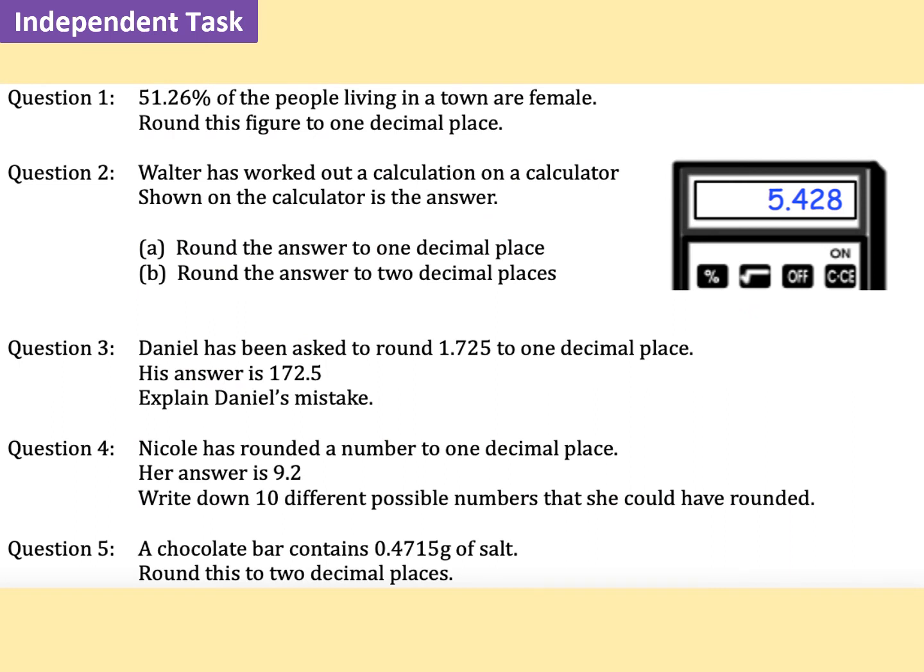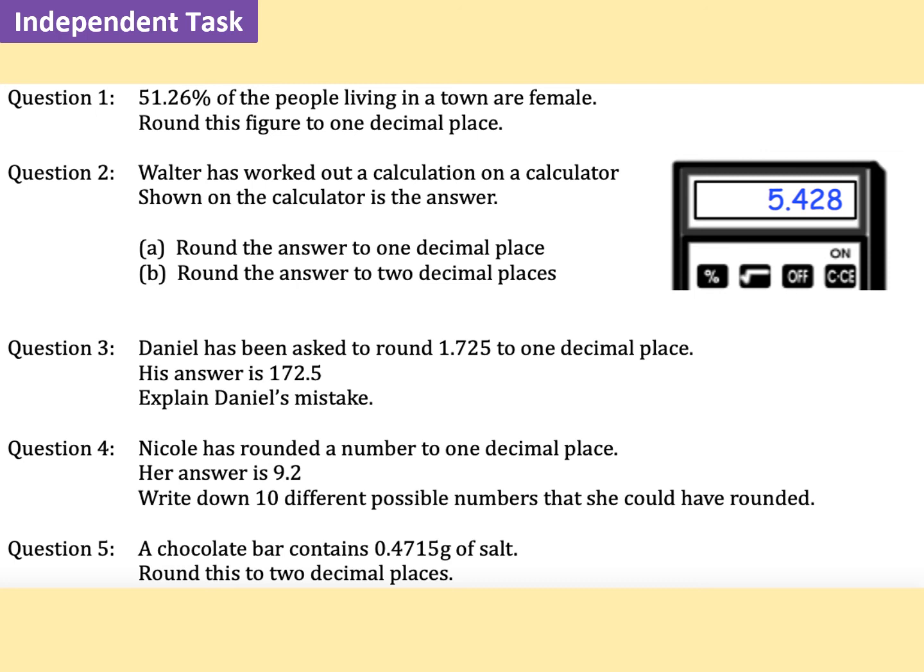So these questions are more practical questions. For example, 51.26% of people living in a town are female. Round this figure to one decimal place. You'll probably do that in reality to make that number easier to understand. That's what we do rounding. Because we've got loads of those decimal places, it makes it a bit of a struggle to understand.